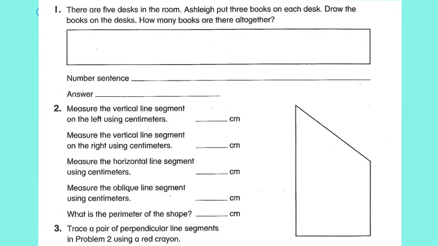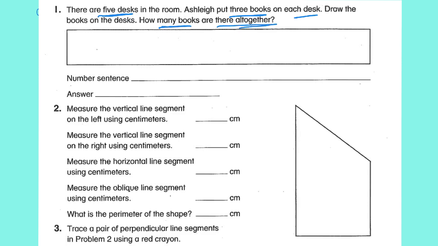Okay, let's get started on our written practice. Number 1 reads, there are 5 desks in the room. Ashley put 3 books on each desk. Draw the books on the desks and how many books are there all together. So let's go back and underline the important information. 5 desks, 3 books on each desk. So she wants to know how many books all together.